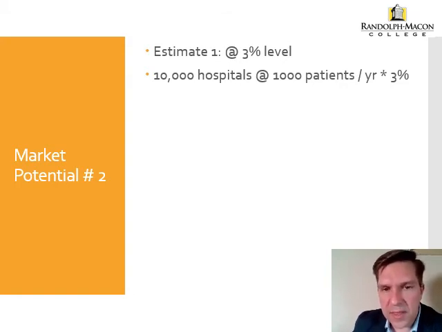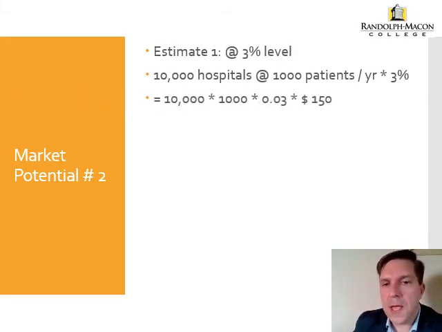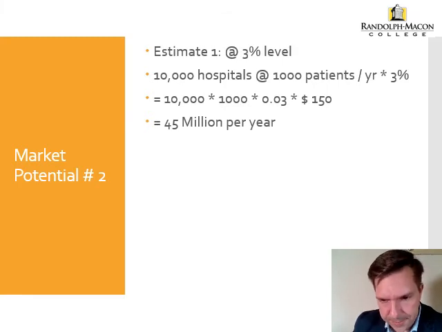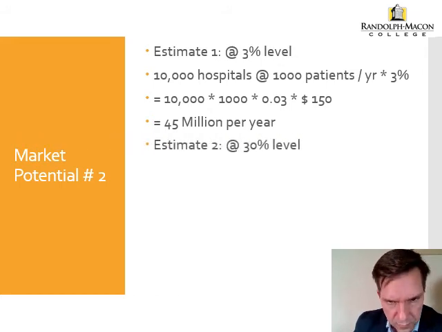So I'm going to multiply the 10,000 hospitals times the 1,000 patients times the 3%. Remember, 3% is 0.03. And then I'm also going to acknowledge the fact that I'm going to charge $150 for each of those treatments for a whole year, right? So that gives me a market potential of $45 million per year in Ohio. If I don't have any competitors, if everything is perfect, this is why this is market potential.